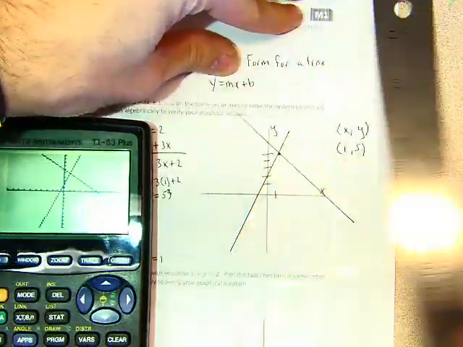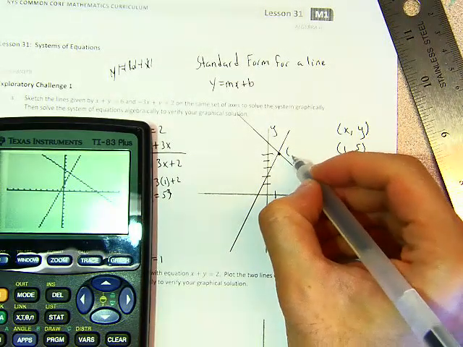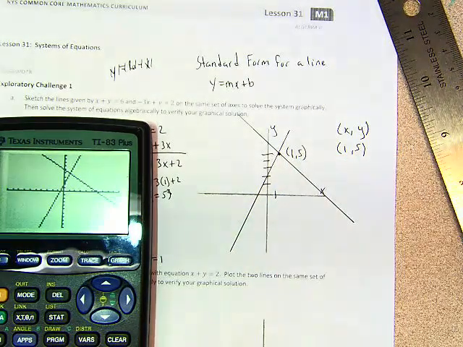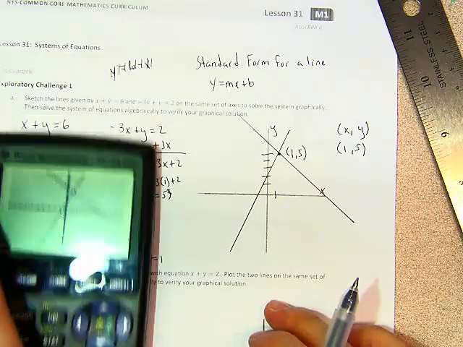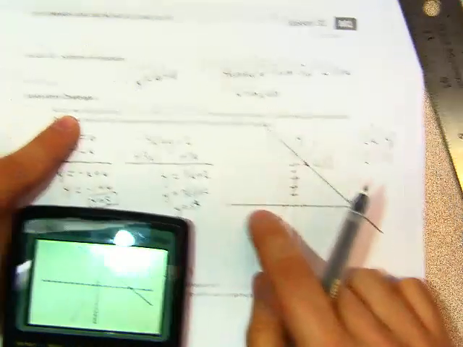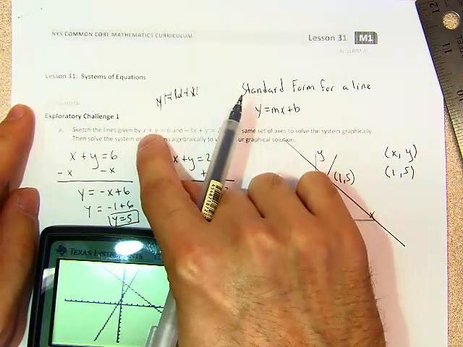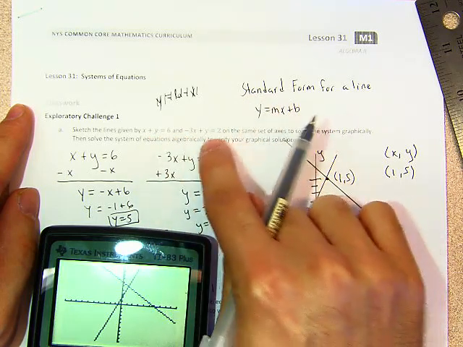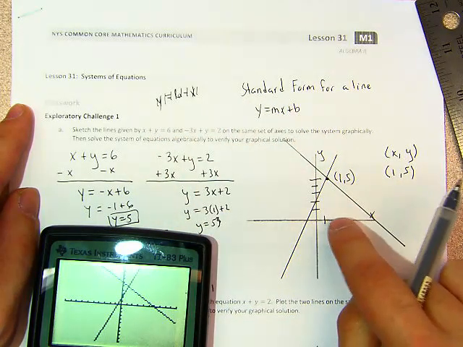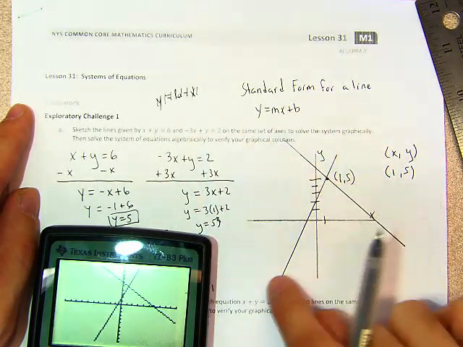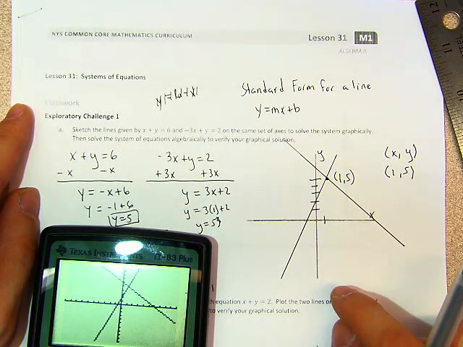And they share that point. They share that (1, 5), okay? And that's what the question is saying. It's saying, sketch the line. Here, let's go back. It says, sketch the line given by x plus y equals 6 and negative 3x plus y equals 2. So we graph these two equations.